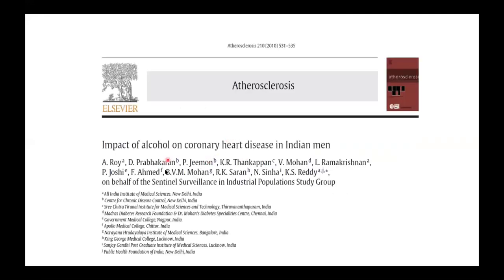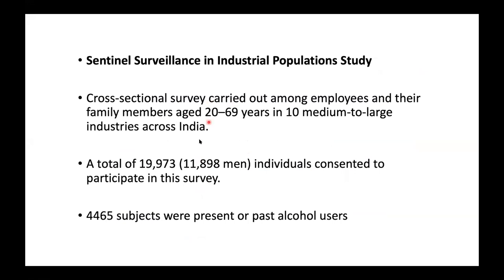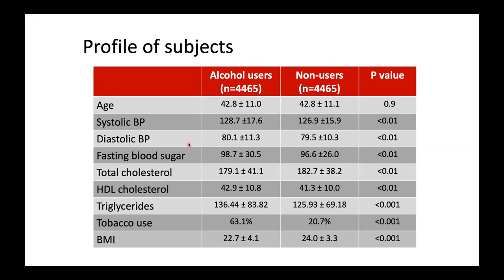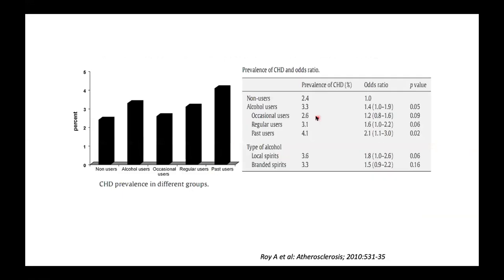And then there was a sentinel surveillance study, a cross-sectional survey study, which included the employees and their family members of 20 to 69 years of age, almost 20,000 population. HAL Lucknow was the industry studied, and what they found was that when the patient was using alcohol, they had significantly higher blood pressure compared to the patients who were not using. In this study, occasional alcohol intake was not significant, but there was some trend towards increased chances of having coronary heart disease.